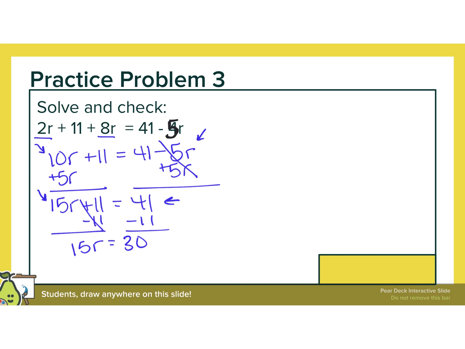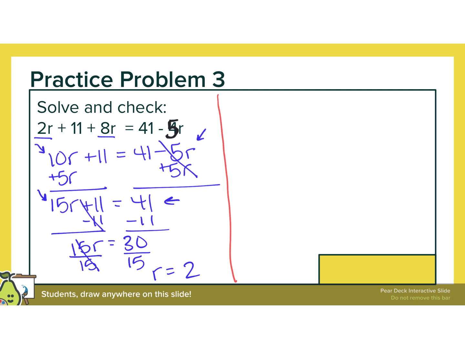This is 15 times r. So the opposite of multiplication is division. I think r equals 2. So let's check and make sure it works.